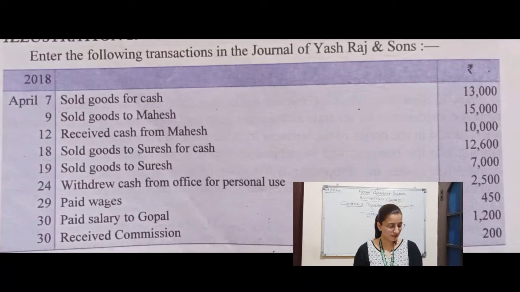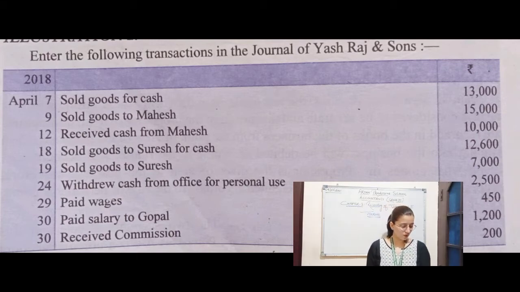Now here the question is, enter the following transactions in the journal of Yash Raj and Sons. Transactions are: first, on 7th April, sold goods for cash rupees 13,000. 9th April, sold goods to Mahesh 15,000. Third is on 12th April, received cash from Mahesh rupees 10,000. 18th April, sold goods to Suresh for cash 12,600. Then sold goods to Suresh 7,000.